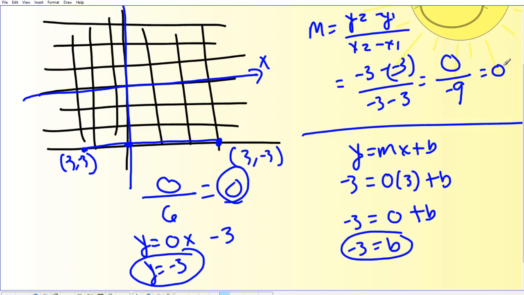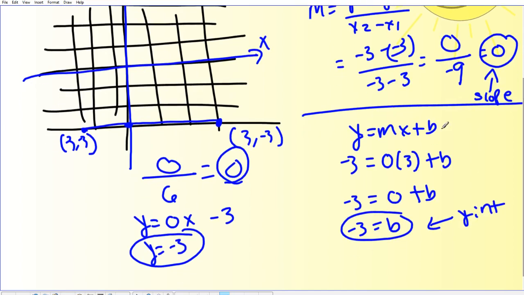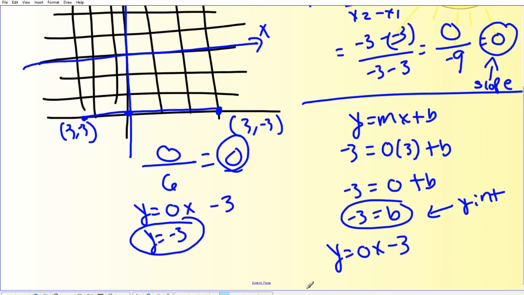So now I have my slope. I have my y-intercept. And if I put them together into my equation, I get y equals 0x minus 3, which again, I don't really need the 0x, so we just call it y equals negative 3.